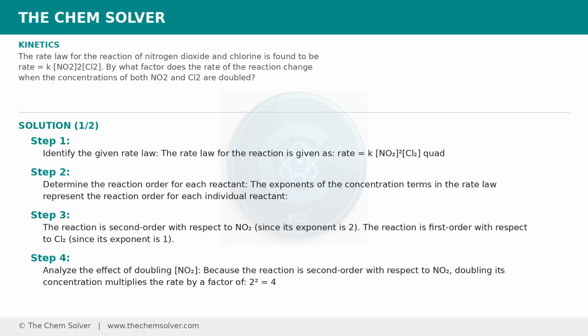Identify the given rate law. The rate law for the reaction is given as rate equals k[N2]^2[Cl2]. Determine the reaction order for each reactant.